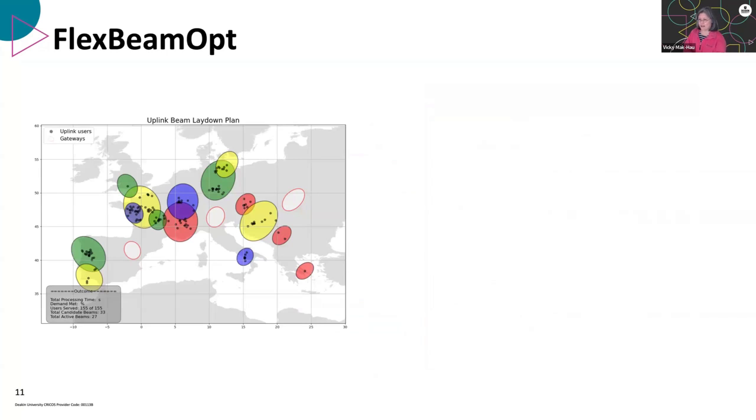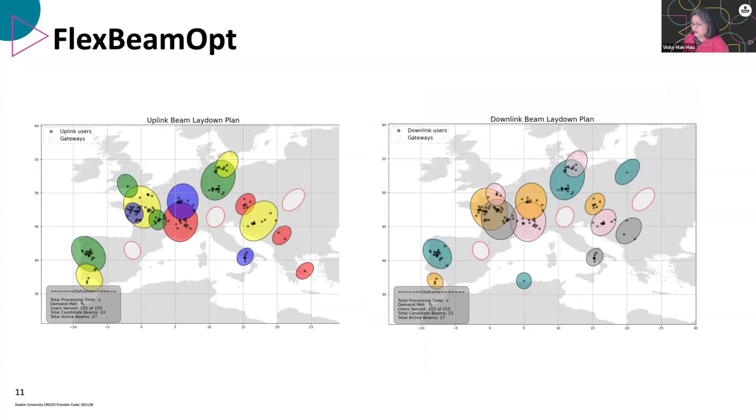Here's another example, a European instance. We have the uplink and downlink beams. You don't have to worry about the uplink and downlink beams interfering with each other because they're using completely different frequency bandwidths. But you do have to worry about beams of the same color, if you don't want to place them too close to each other.